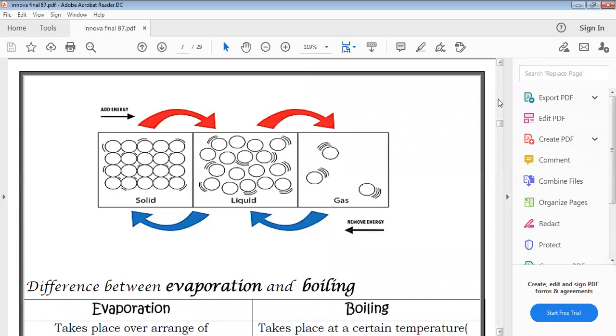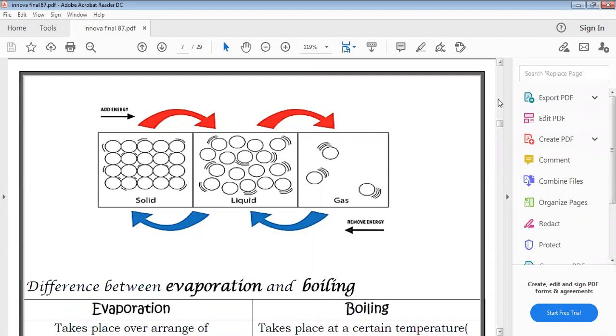Okay, but what about the boiling? The boiling happens at a certain temperature, for example, for the water 100. Okay, so at 100 what happened? The boiling happened. There is no range of temperature like the evaporation.